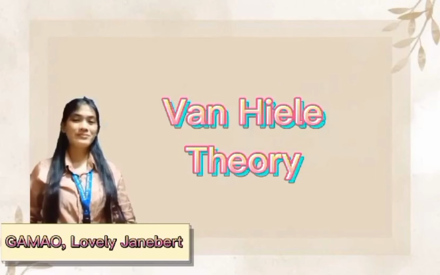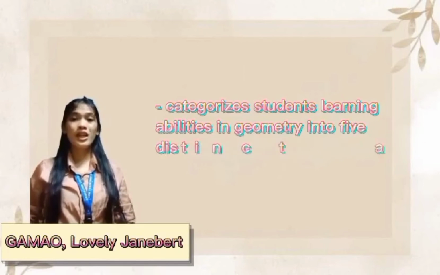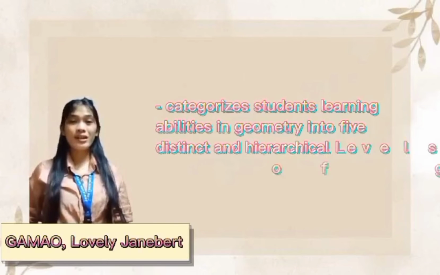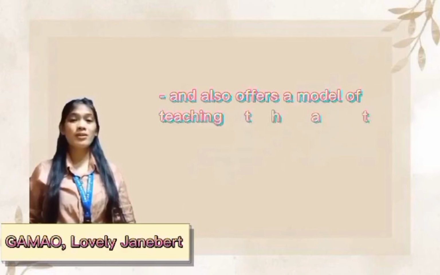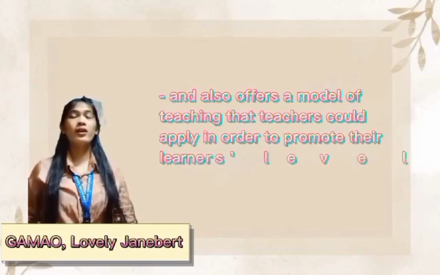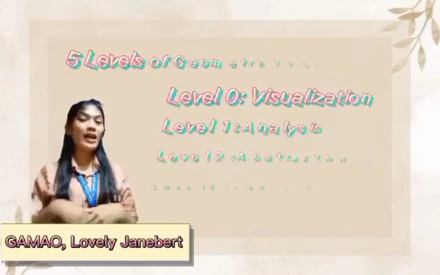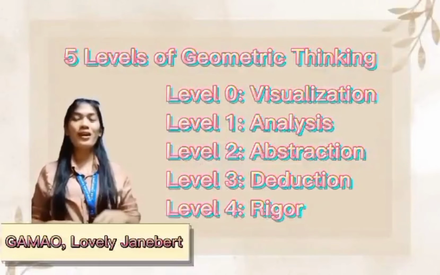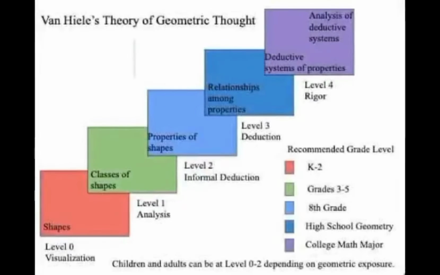Now we will discuss the theory of geometric thinking, or Van Hiele theory. It categorizes students' learning abilities in geometry into 5 distinct hierarchical levels of geometric thinking, and also offers a model of teaching that teachers could apply in order to promote their learners' levels of understanding in geometry. These are the 5 levels of the theory of geometric thinking.